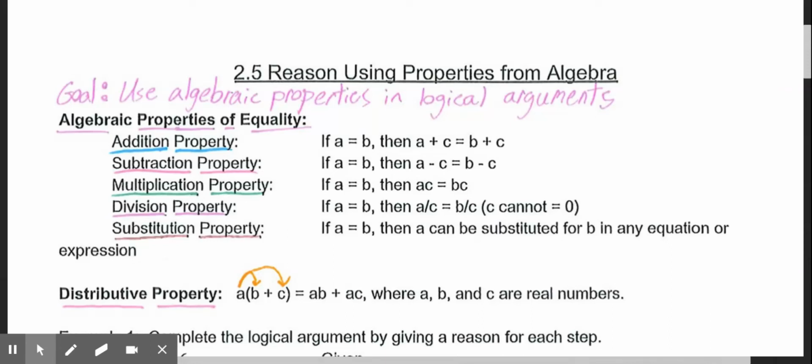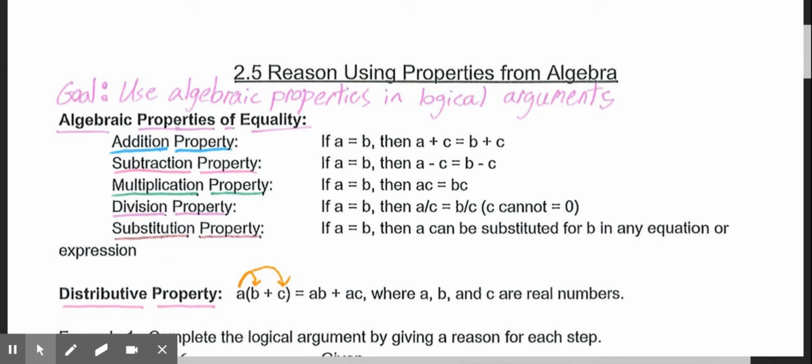Welcome to lesson 2.5, Reason Using Properties from Algebra. So the goal with this lesson is to use our algebraic properties in logical arguments. And we already looked at rules of logic or laws of logic in geometry, mainly tying to the law of detachment and the law of syllogism.